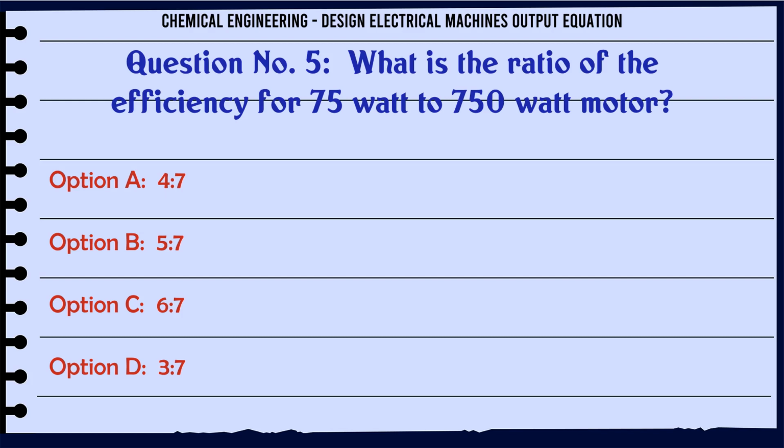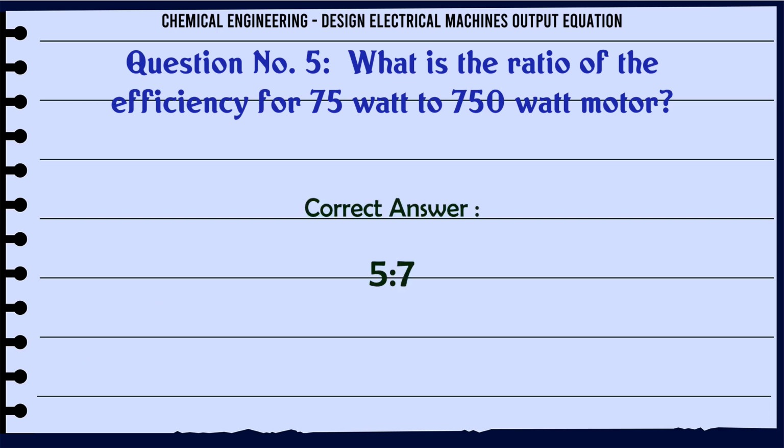What is the ratio of the efficiency for 75 watt to 750 watt motor? A: 4:7. B: 5:7. C: 6:7. D: 3:7. The correct answer is 5:7.